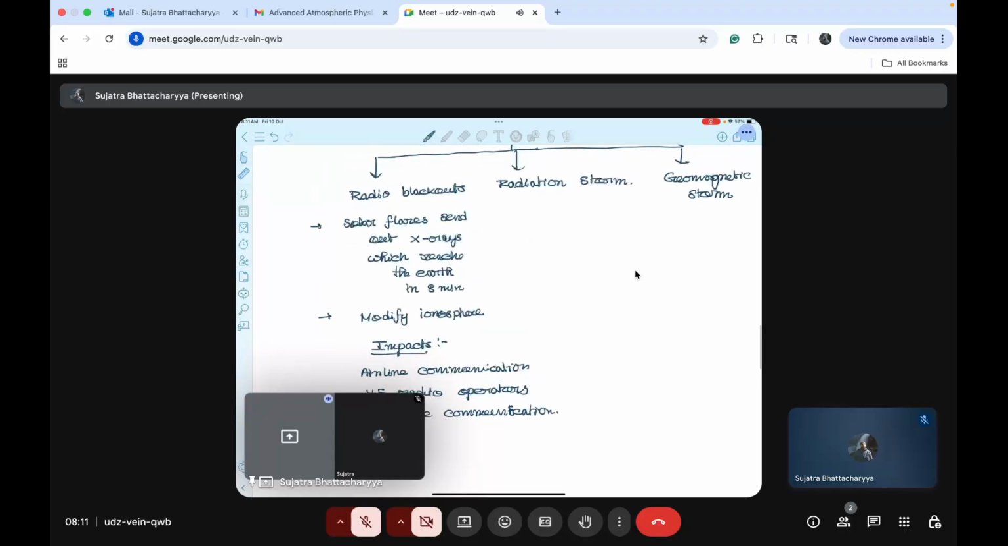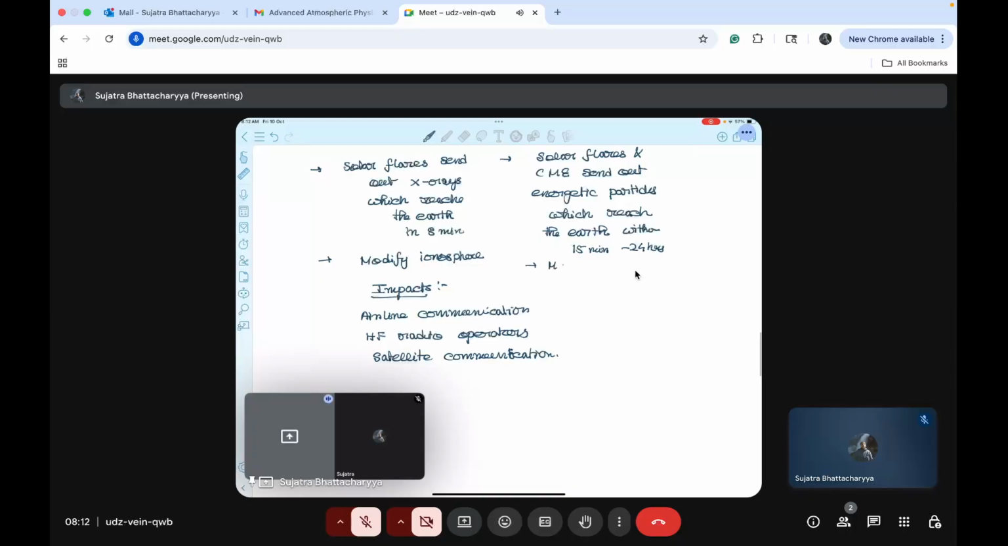Okay, so these are the impacts. What about radiation storms? Solar flares and the coronal mass ejection send out energetic particles, which reach the earth within 15 minutes to 24 hours, and it modifies the high latitude and the impacts as well.